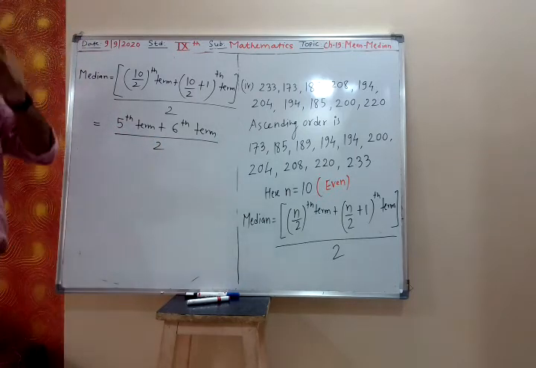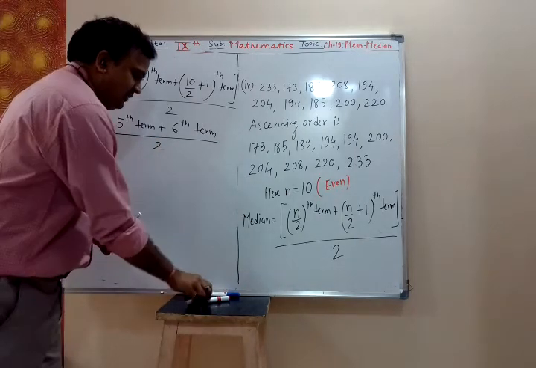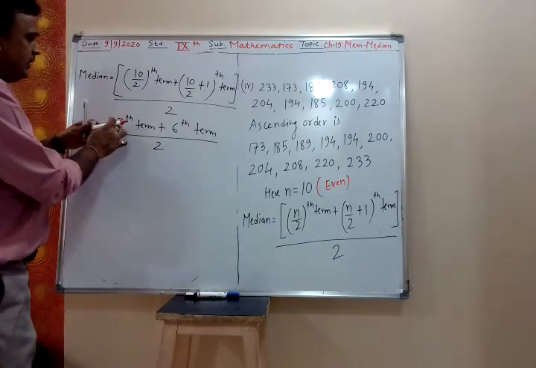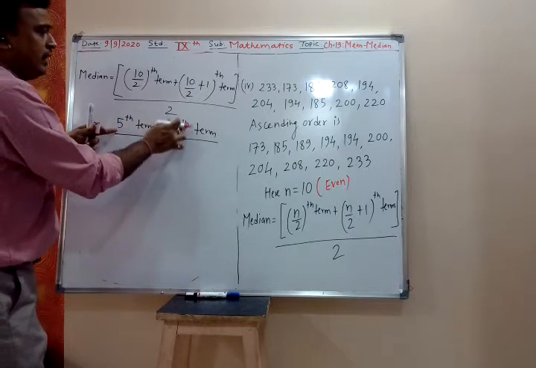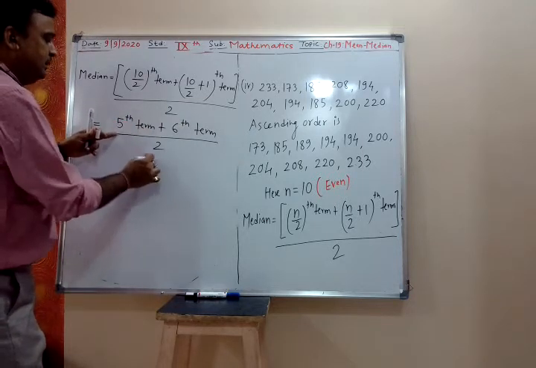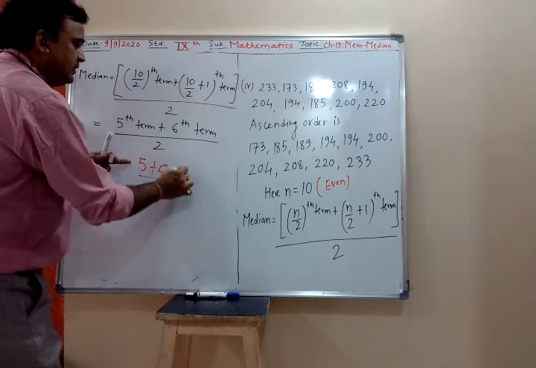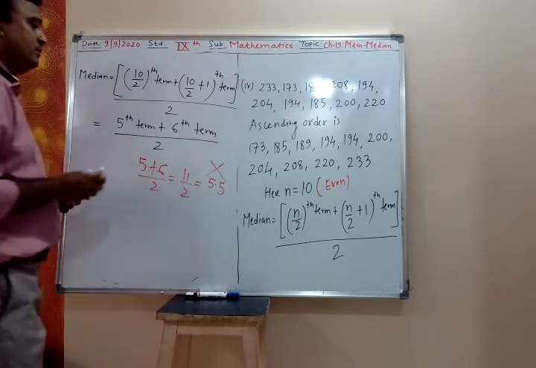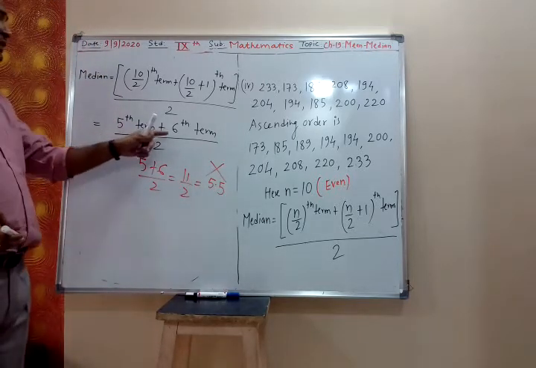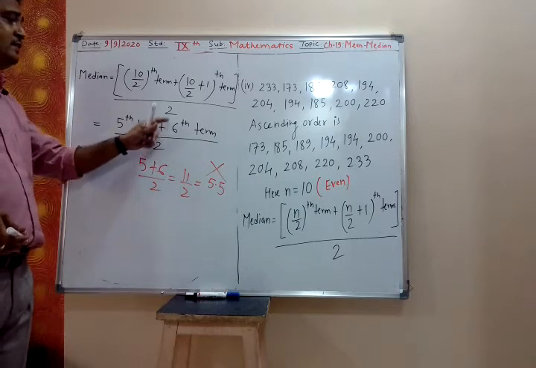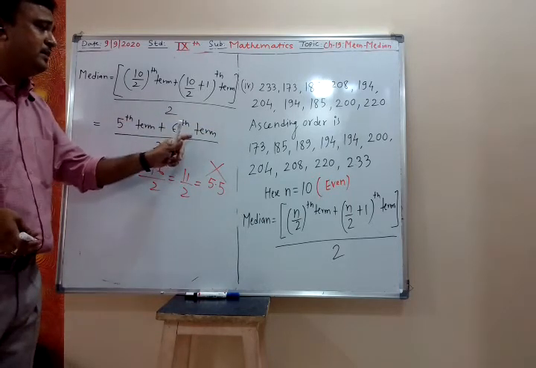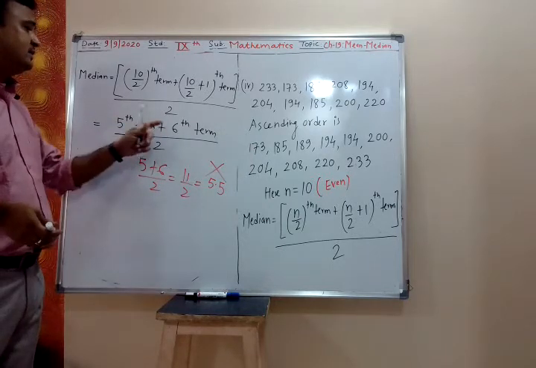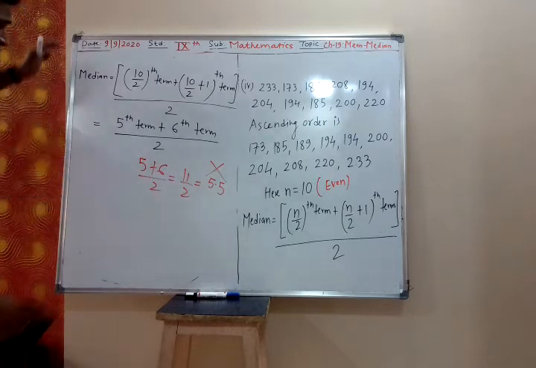Now all of you stop writing. See where the students make a mistake. Instead of writing the 5th term and 6th term values, they simply write 5 plus 6 divided by 2, which is 11 divided by 2, and they write 5.5, which is completely wrong. It is not 5 and 6, it is 5th term and 6th term. So that 5th term and 6th term value you have to write. You cannot simply write the 5th term as 5 and 6th term as 6. No. Is it clear? Yes.